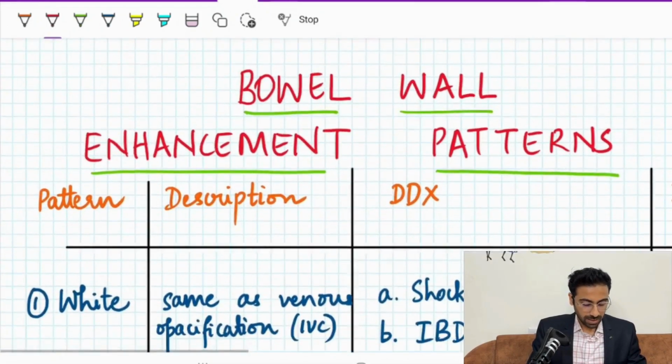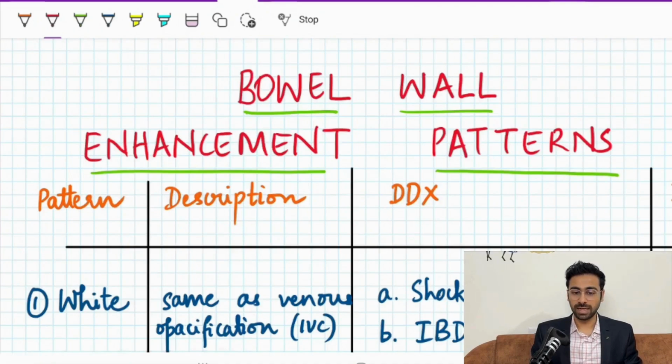So there are basically five patterns of bowel wall enhancement. They are white, gray, water halo, fat halo, and finally black. So we shall see each one and study their description, differential diagnosis, and the way they appear on CT.